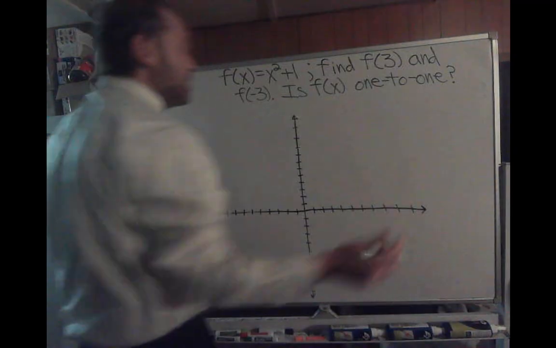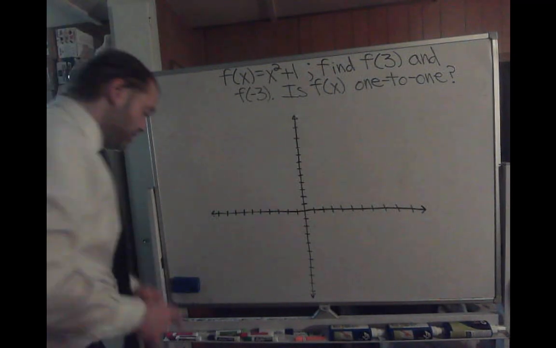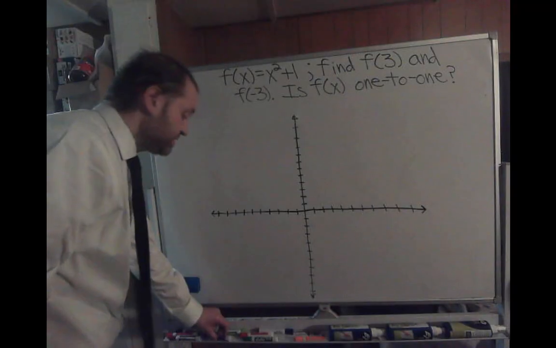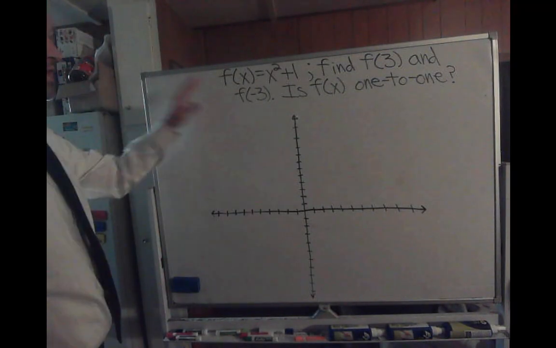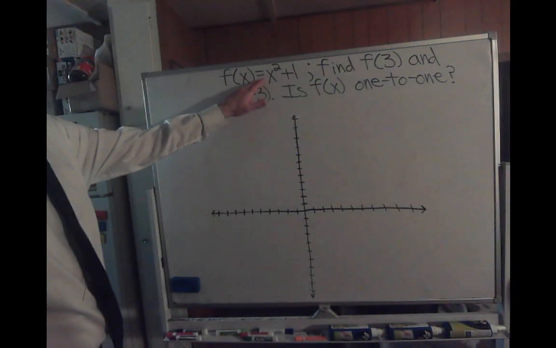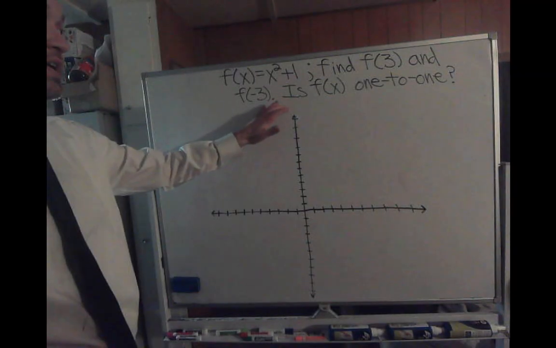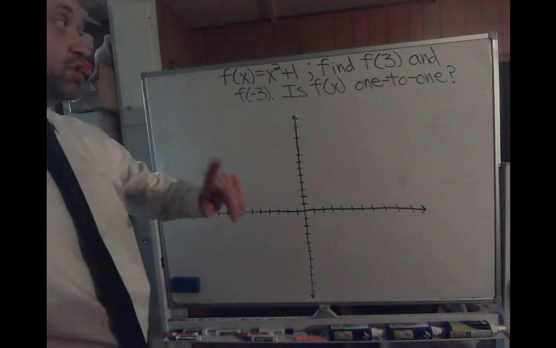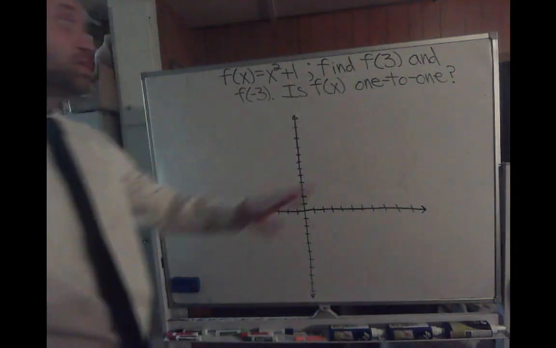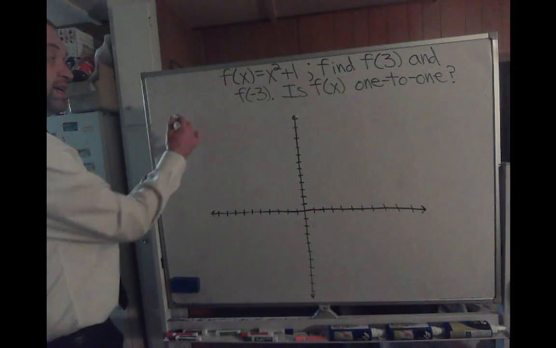So they're actually trying to illustrate a point with this about one-to-one functions. We're given that the function f of x is equal to x squared plus 1. They're asking us to find f of 3 and f of negative 3. Then we have to determine, is this function one-to-one? So let's find f of 3 and f of negative 3 first.